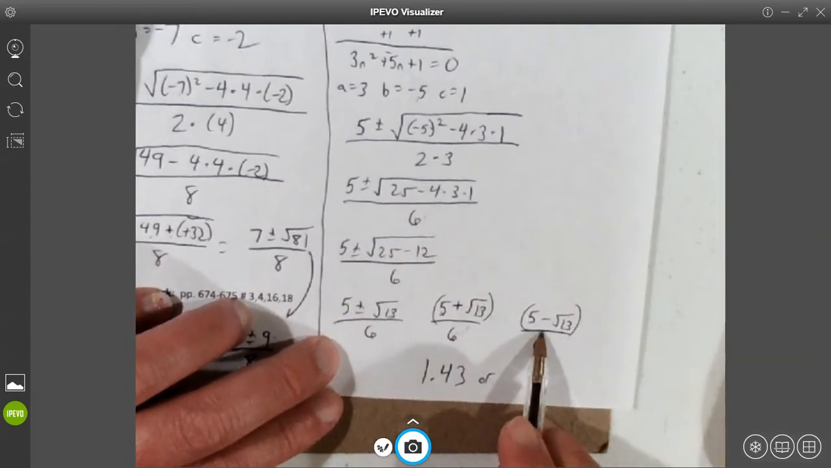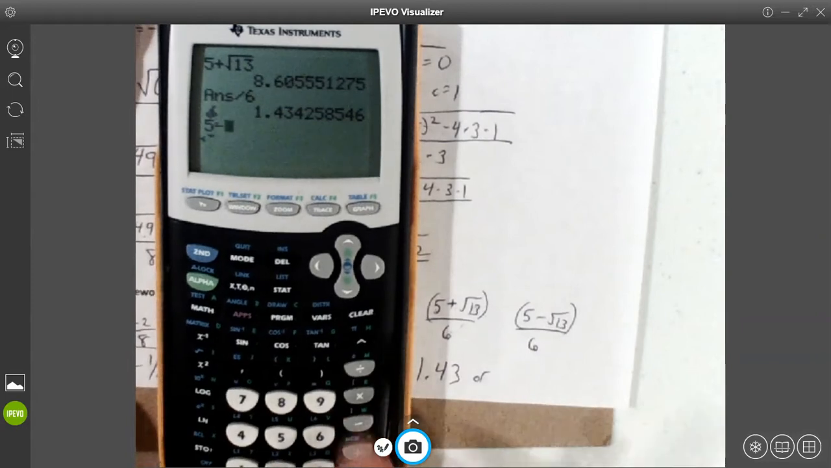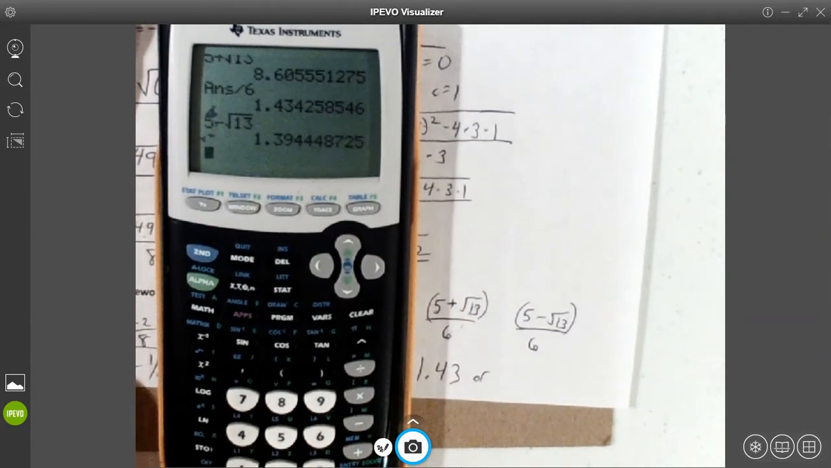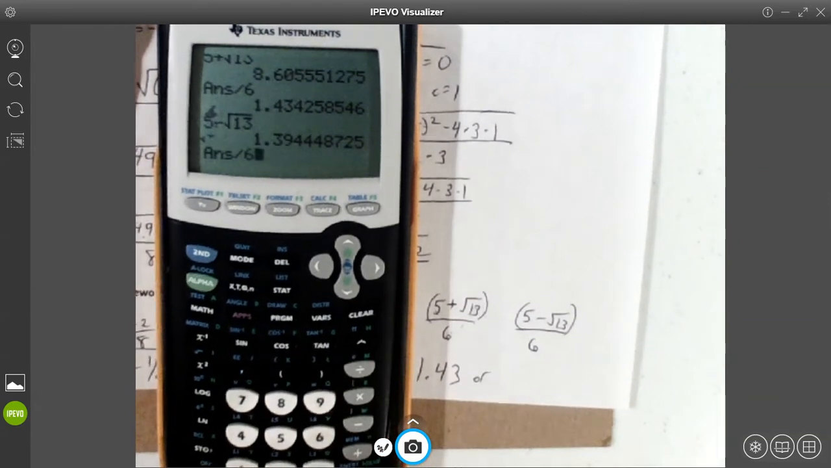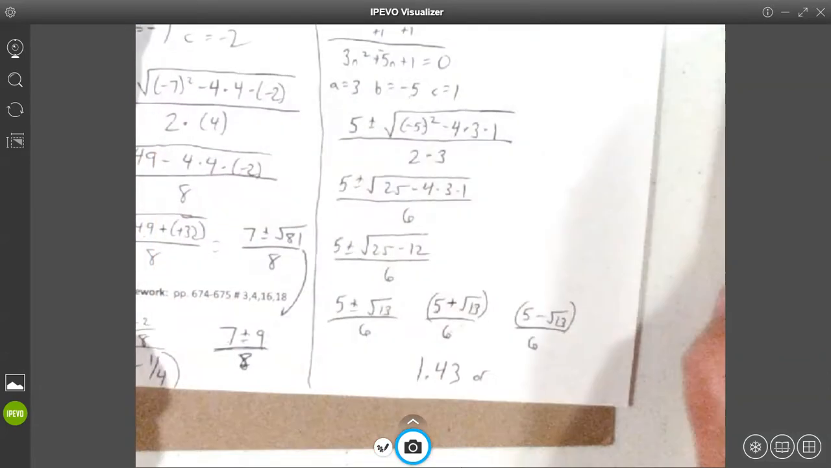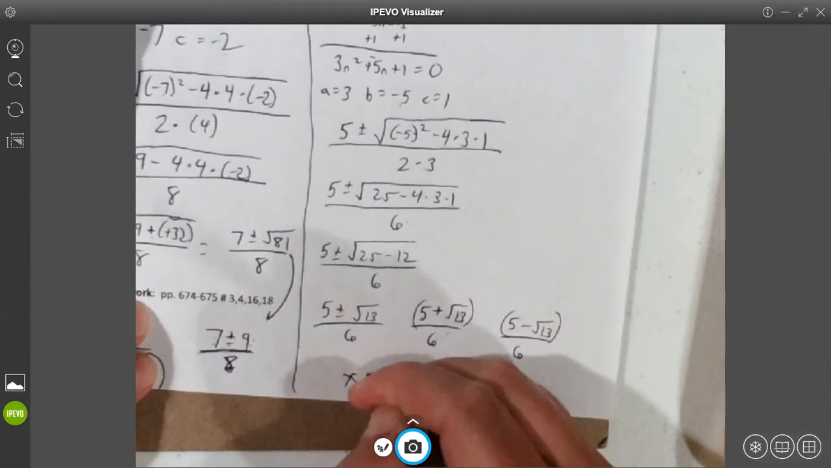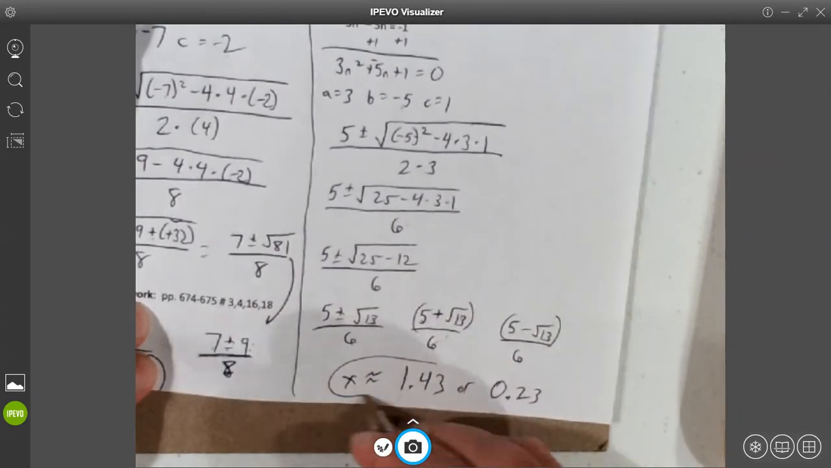And now I want to do this one, all right? So it's 5 minus the square root of 13. I hit equals, get that big irrational number, and then divide that by 6. And then again, to the nearest hundredth, about 23 hundredths. All right, 0 and 23 hundredths. And again, x is about that here.